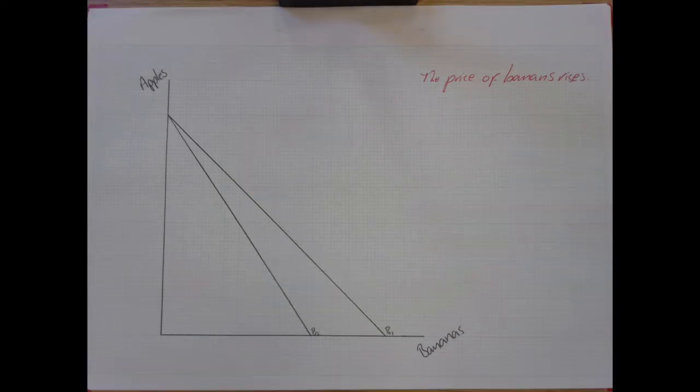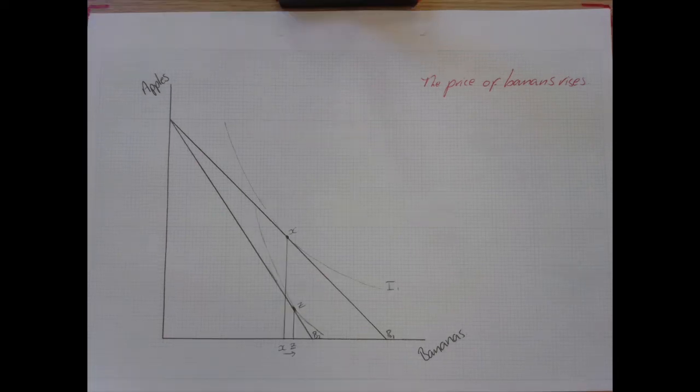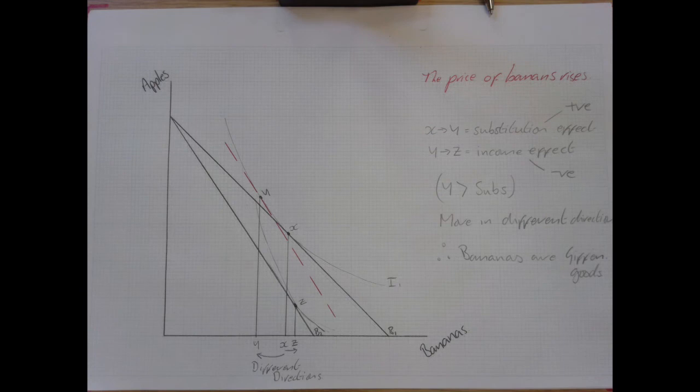Third and final set of diagrams. Once again, the price of bananas is rising, shifting the budget line in. When we add our indifference curves, we can see that the equilibrium has shifted from X to Z. When we add our red line now, we can see that the market's moved from X to Y to Z.